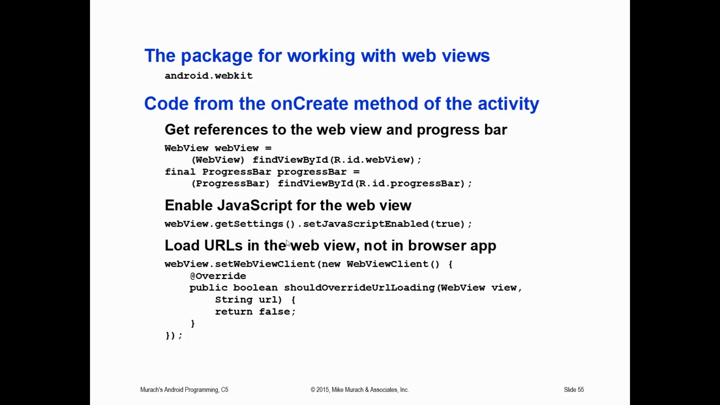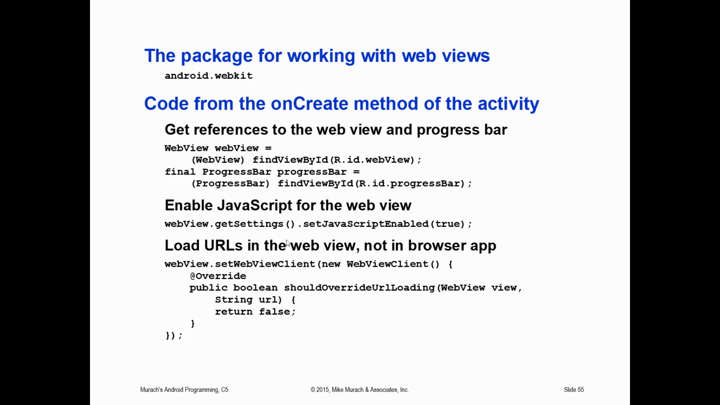So you need to import the android.webkit package. Notice most of the ones that we've looked at in this chapter are import android.widget.something. This is import android.webkit. Most of the code that you'll use to work with a web view and with a progress bar is going to be stored in the onCreate method of the activity.